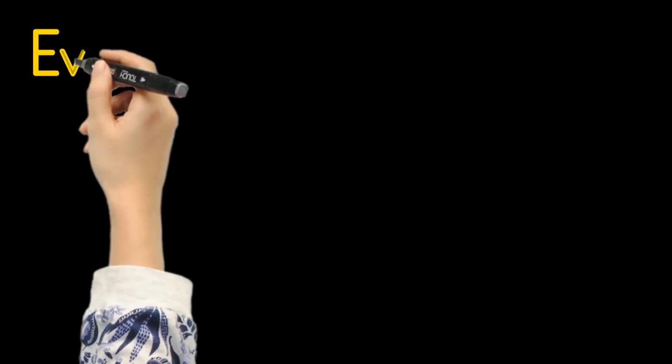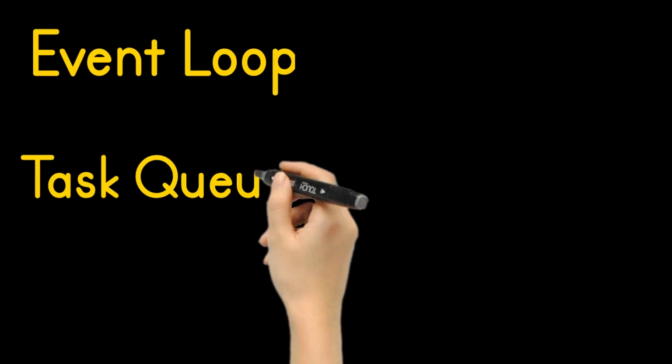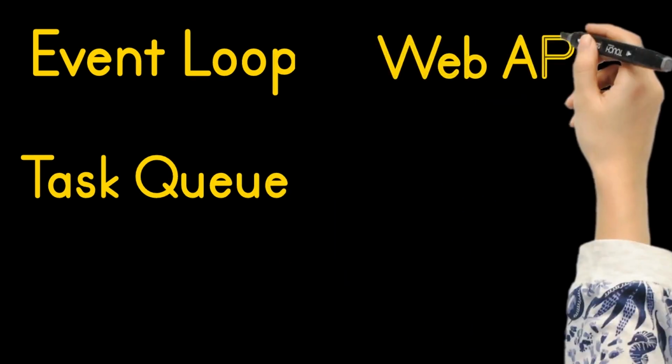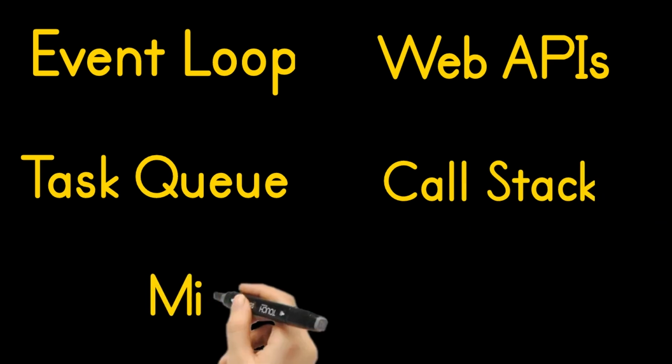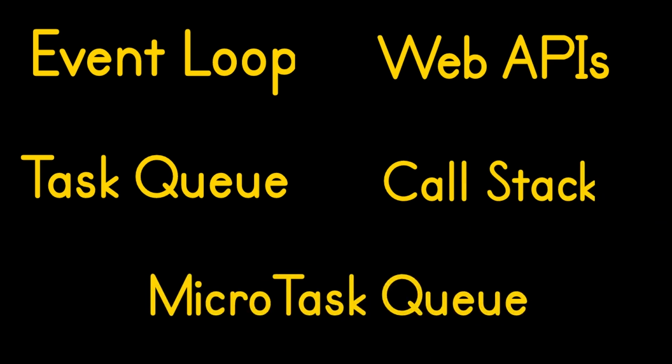Hi friends, today in this tutorial we will be talking about the event loop inside JavaScript. And basically inside the event loop we have different kinds of concepts such as task queue, web APIs, call stack, and microtask queue. All these topics we will be explaining in detail in this slideshow.